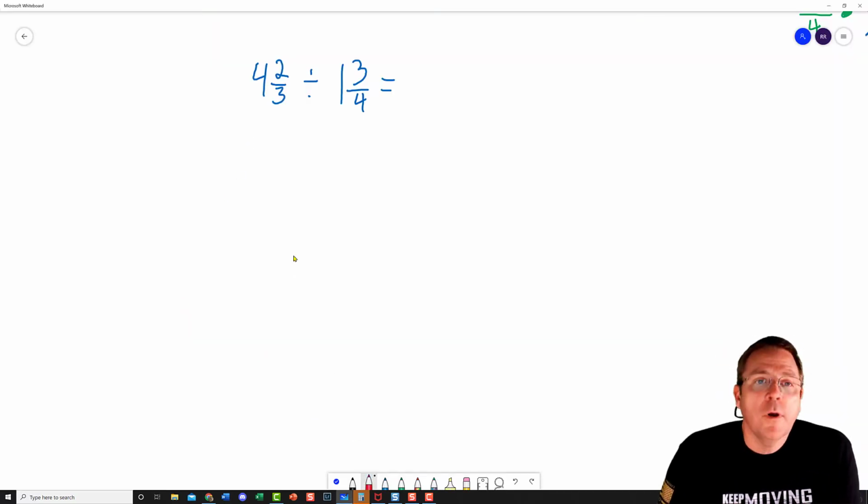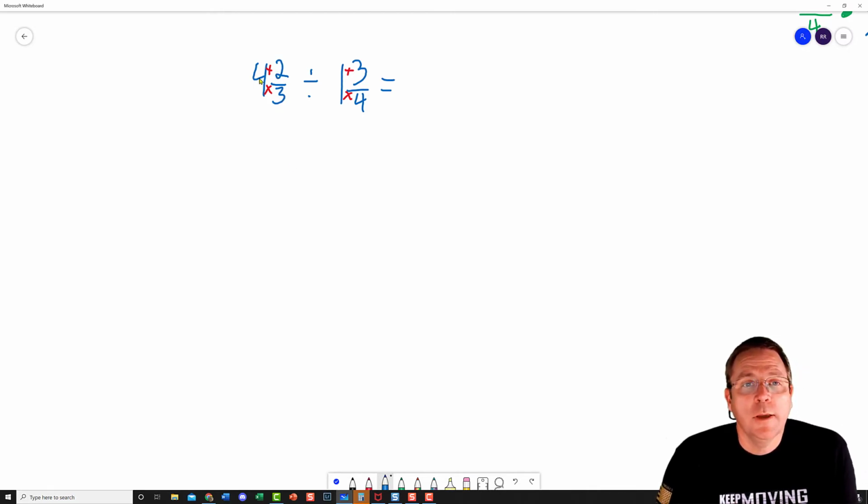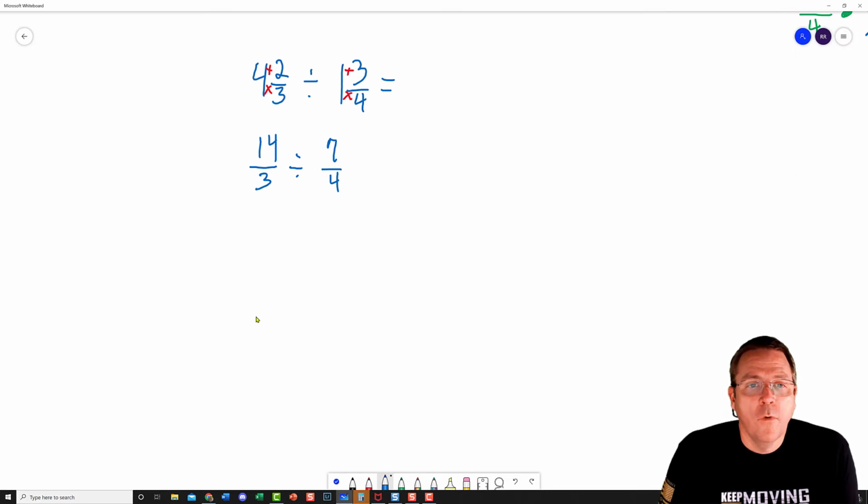So we're going to start off with the Texas approach, T and X and T and X. We're going to change each of our mixed numbers into improper fractions. 3 times 4 is 12. 12 plus 2 is 14 over 3. Divided by 4 times 1 is 4, plus 3 is going to give us 7 over 4.